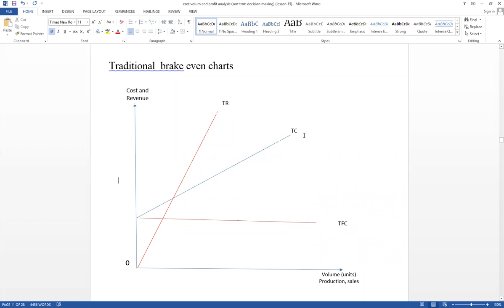Think about it now. Total cost starts from total fixed cost. This is very important: not zero. Variable cost plus fixed cost equals total cost. Therefore, this is the break-even point. Total revenue equals total cost. This is the break-even point.